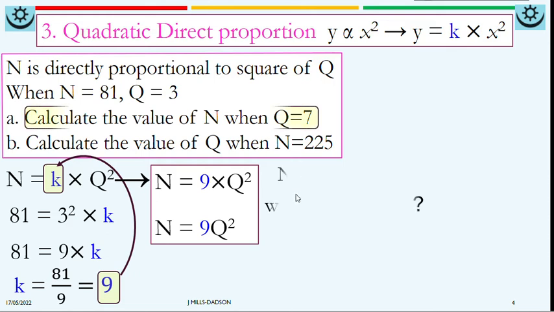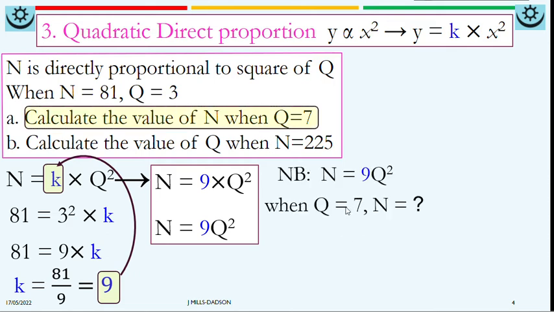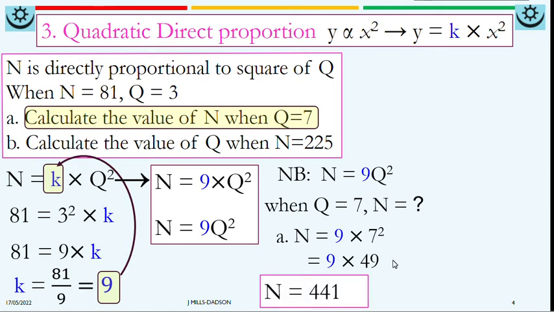Looking at a, what this means is that if q is 7, what will n be? So in place of q, I'll write 7, and therefore n will be equal to 9 times 7 squared. 7 squared is 49, so n is 9 times 49, and that gives you 441.